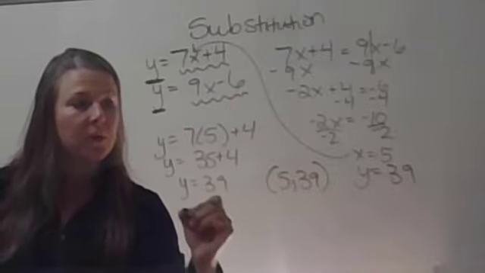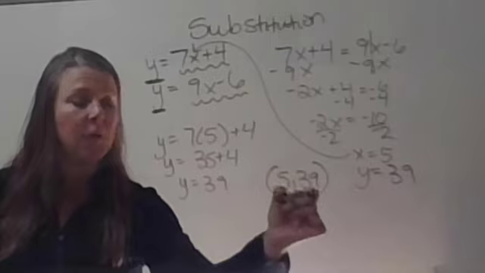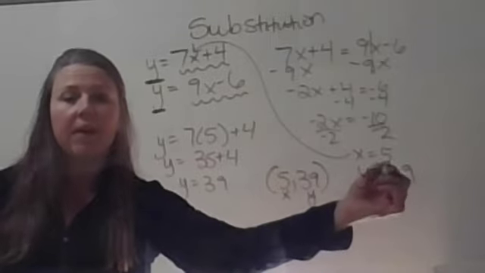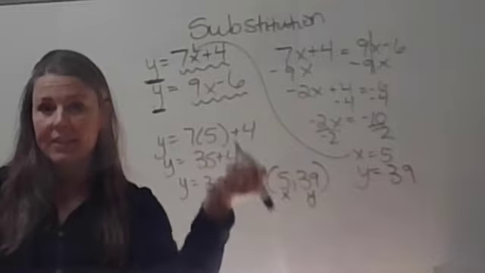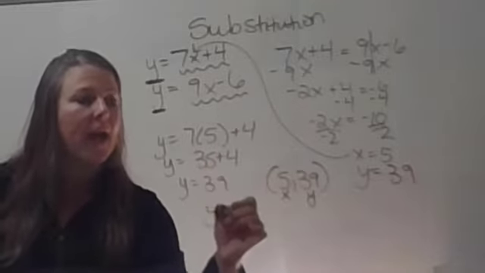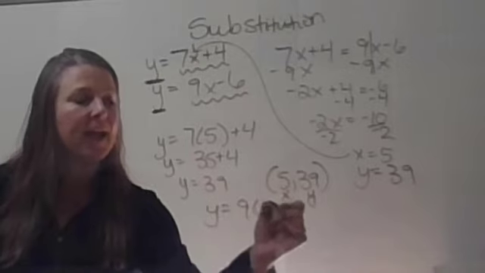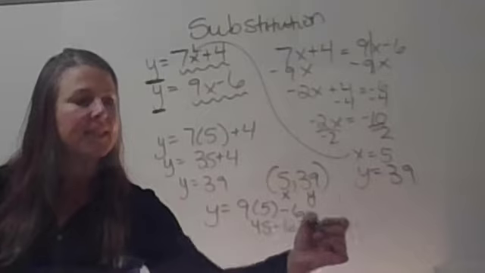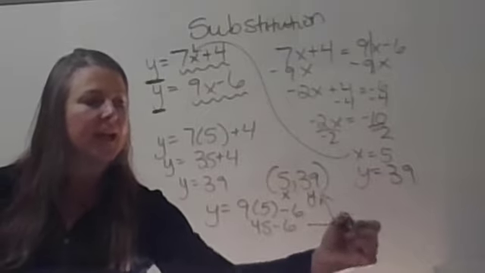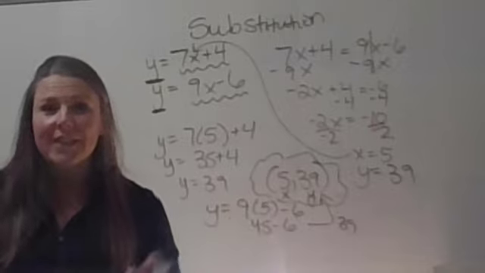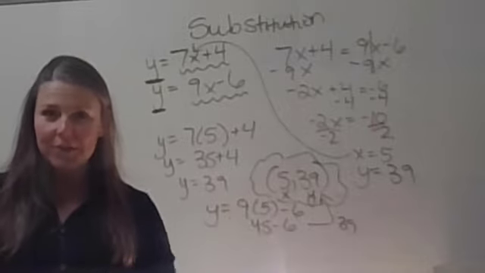So I can actually plug this in for y and this in for x and see if it works, or just plug the 5 in for the x. Either way works. So y equals 9 times 5 minus 6. That's 45 minus 6, and yep, that is 39. So for sure, this is the right answer. You can internally celebrate, and we're going to do another problem.